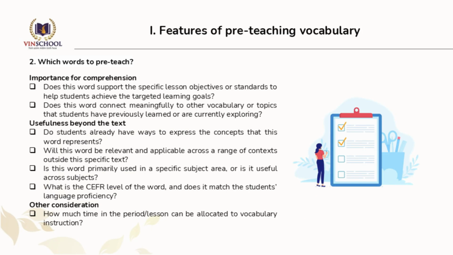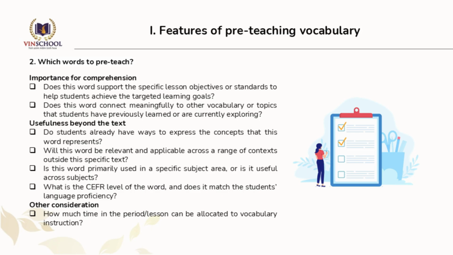So in both of these two frameworks, it can be seen that when choosing vocabulary to pre-teach, familiarity and utility are the two main factors to be considered. The goal is to target words that will be most useful for students in a variety of contexts and that they are less likely to encounter on their own.